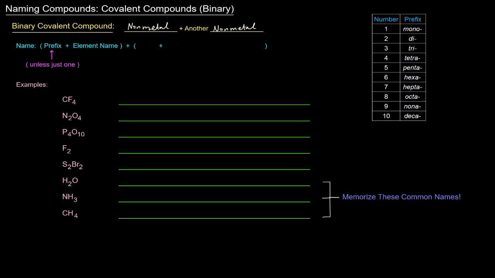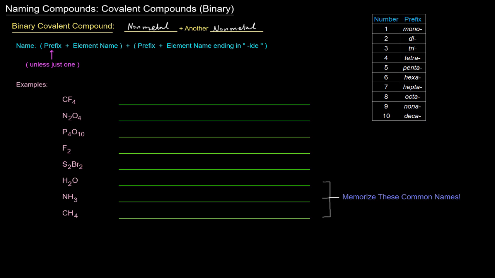For the second element, we're going to have the prefix, regardless if it's just one. We're going to have a prefix no matter what. And following that, we'll have the element's name with the root ending in "ide." Okay. So best explain with examples.